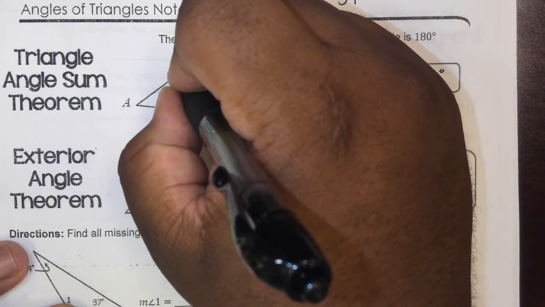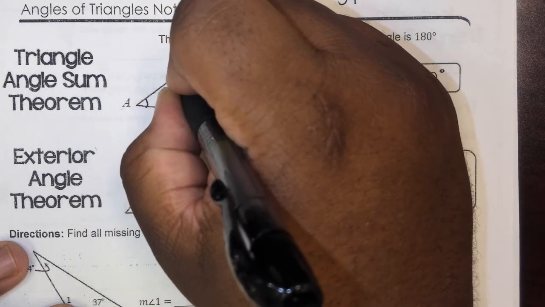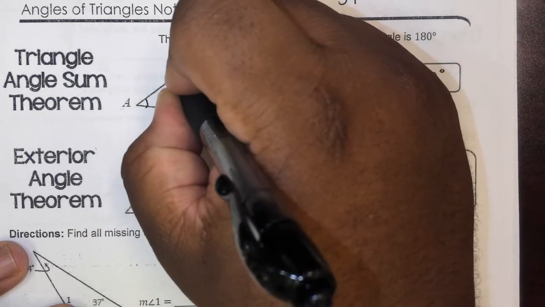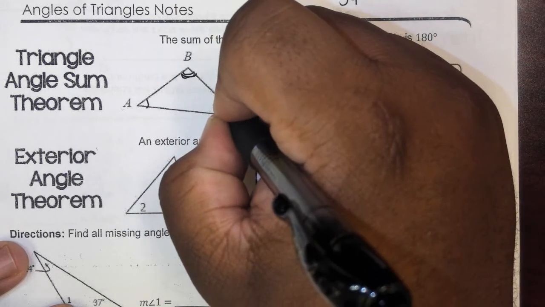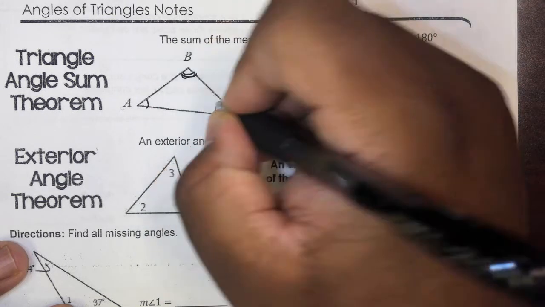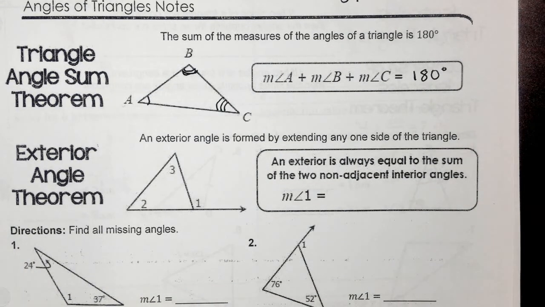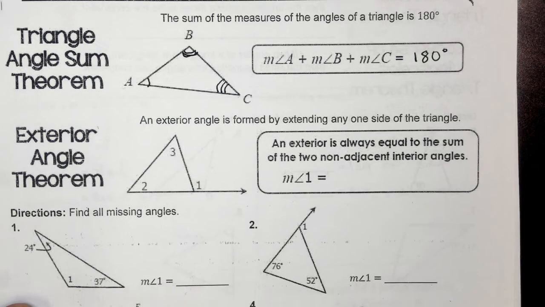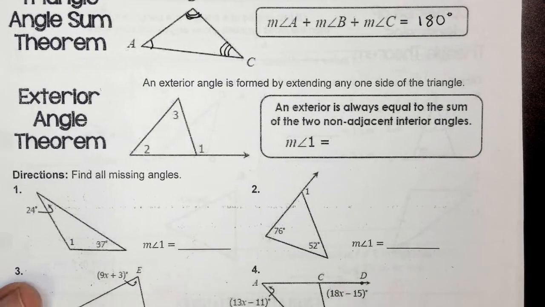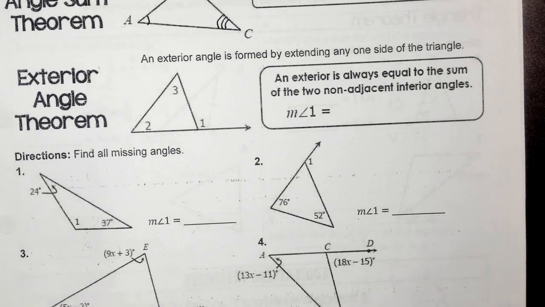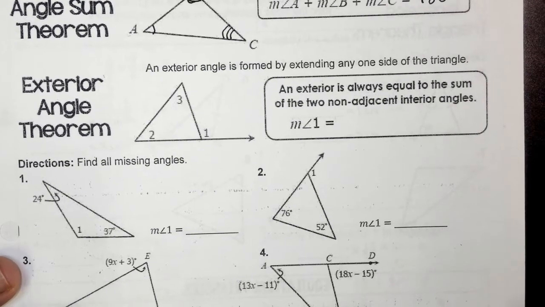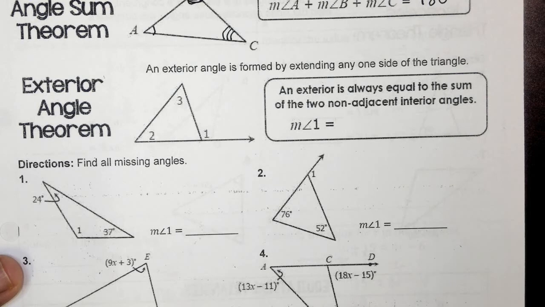And I'm gonna mark these angles too. So angle A, angle B, all these angles look different. So I'm gonna mark them all differently. So we're gonna apply that theorem at some point. Another theorem you're gonna learn. And in geometry, we learn a lot of what we call theorems and postulates. They're just things that can be proven to be true, so we accept them as truth, kind of thing.